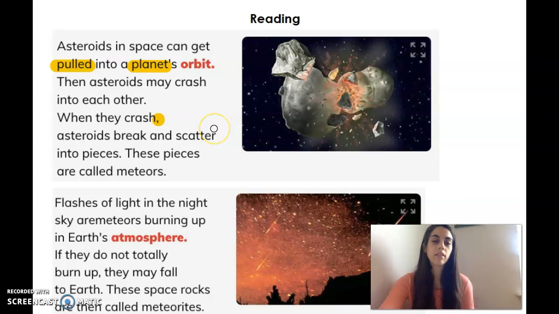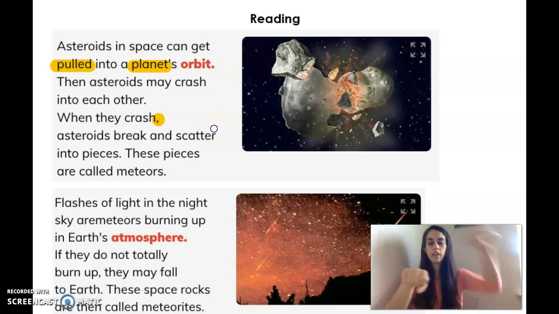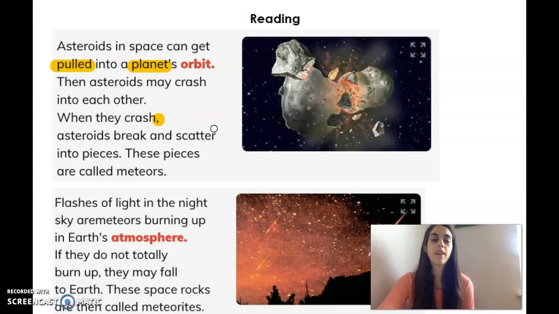Let's read the effect. The cause is when asteroids crash. What's the effect? Asteroids break. Ooh, we know break. We learned break yesterday. What does it mean? Romper. And scatter into pieces. So what is the effect? Look, the effect: the asteroids break into little pieces and scatter.